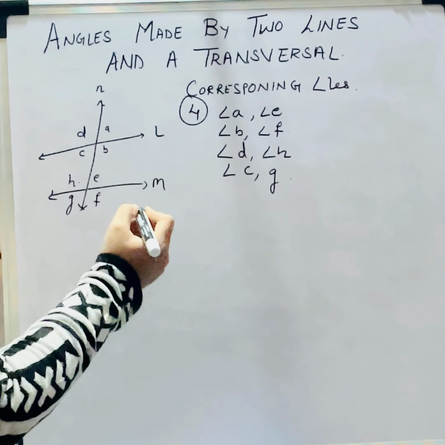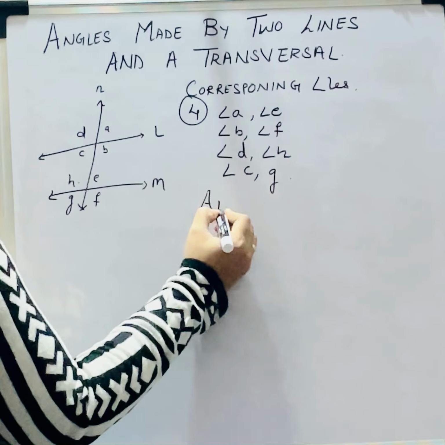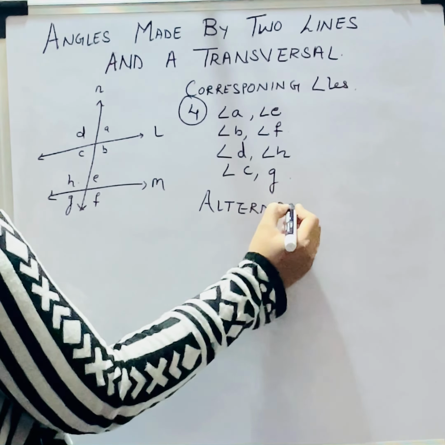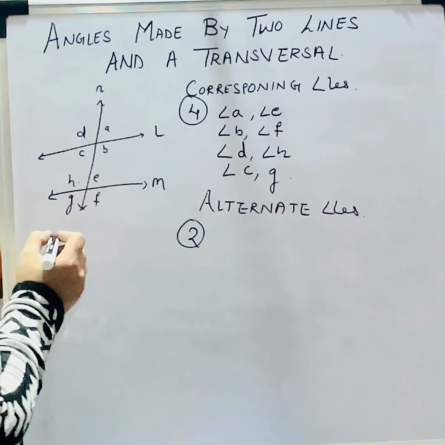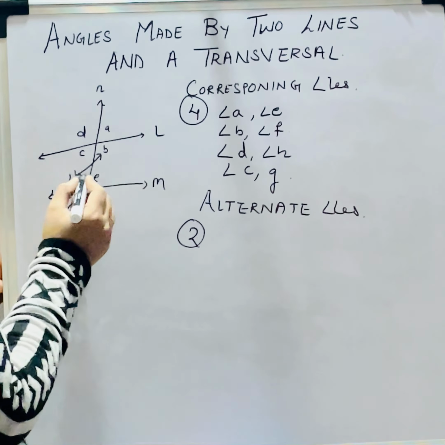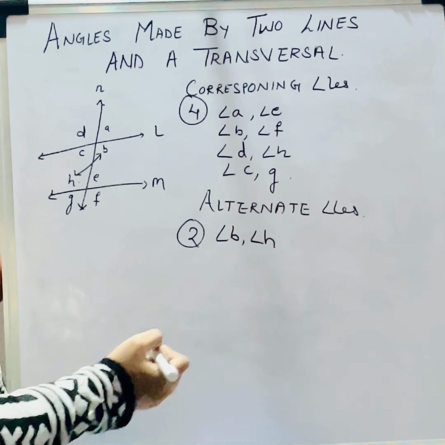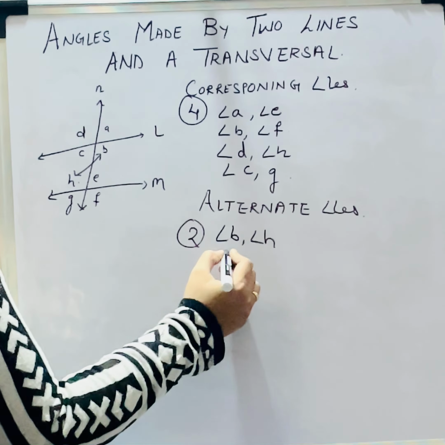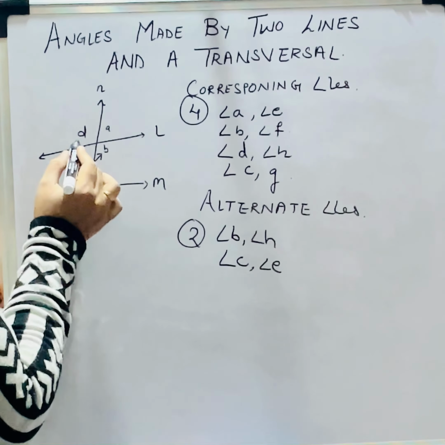The second type of angles formed by the transversal are alternate angles. It forms two pairs of alternate angles. The alternate angles lie on opposite sides of the transversal and between the lines. So B and H, since they are on the opposite sides of the transversal and between the given lines L and M. Similarly, the second pair is going to be C and E, on the opposite sides of the transversal between the given two lines.